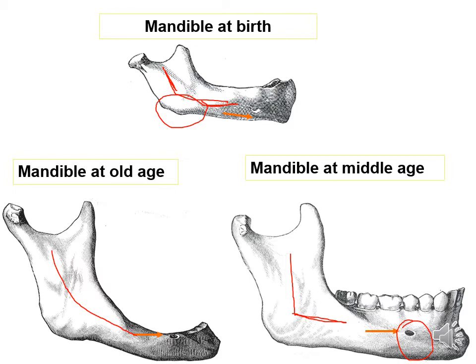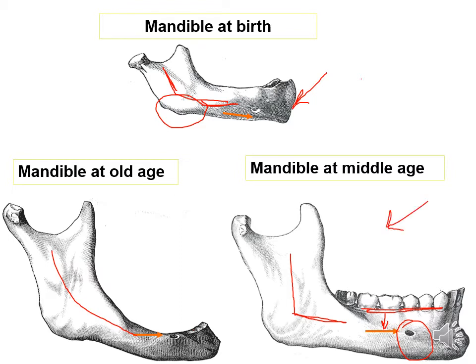Why? Because in old age, the alveolar margin, this is called the alveolar margin, degenerates and almost disappears. All this part almost disappears. So the mental foramen looks like it's closer to the alveolar margin and closer to the upper edge of the mandible. Okay, so I can say that this photo is a mandible at birth because the angle is obtuse and because the mental foramen is closer to the lower edge.